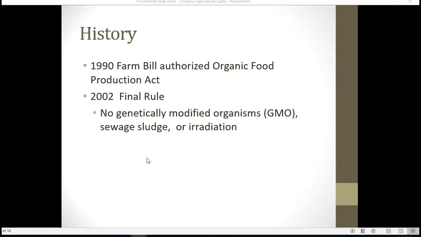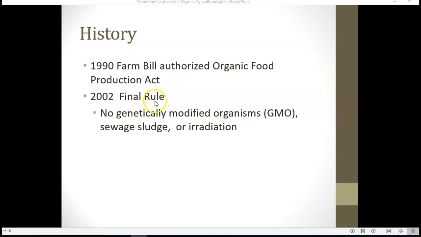The history in the U.S. is not particularly long. Many countries have had organic programs for a long time. The European Union, for example, has had organic regulations for about 30 or 40 years. We've only had them for about 17 years. They were finally passed in 2002, and it's called the Final Rule.